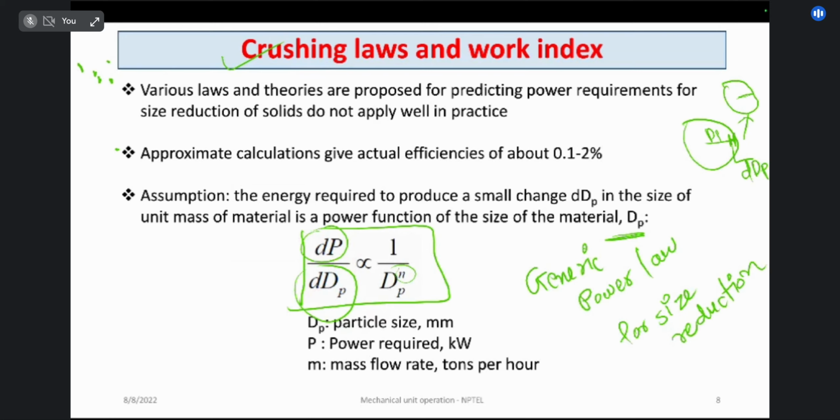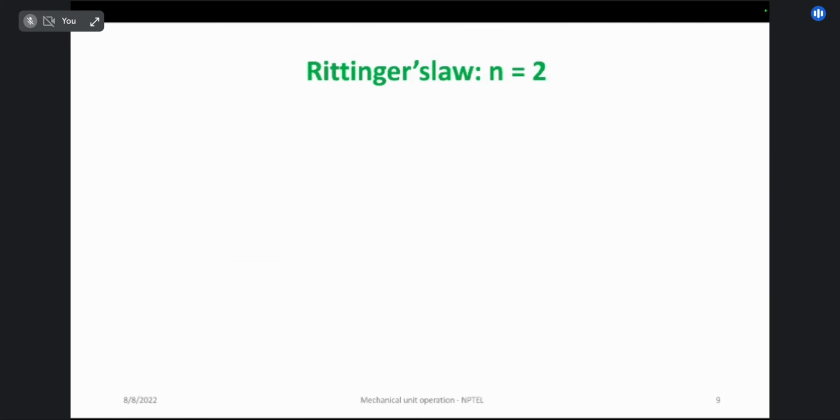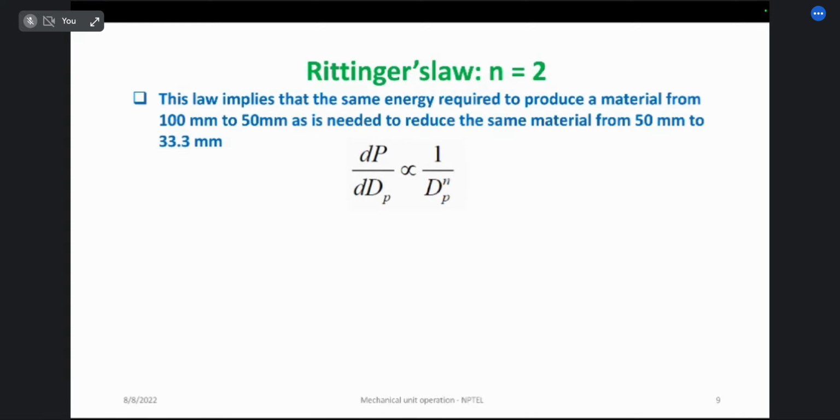The equations are directly given. You need to take the values from your example, put them in, and solve it. That's it. Now, what is Rittinger's law? Rittinger's law has n equal to 2. When we put n equal to 2 in this particular rate power law, dP by d(dP) proportional to 1 upon dP raised to n, then we get Rittinger's law.